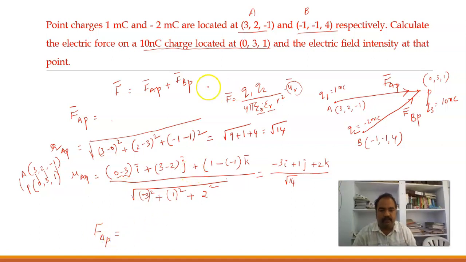So what are the equations which I do want here? Q1 is 1 millicoulomb here. Q2 is 10 nanocoulomb. So I'll take it as 1 into 10 to the power of minus 3, and Q2 is 10 into 10 to the power of minus 9.